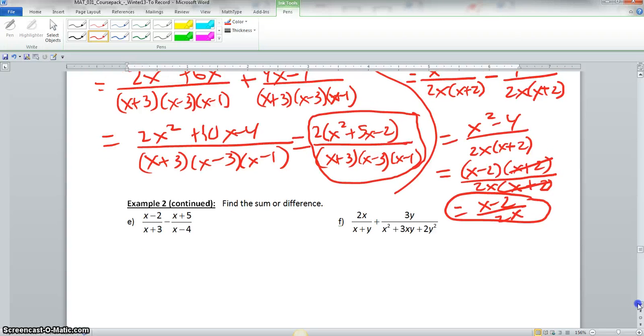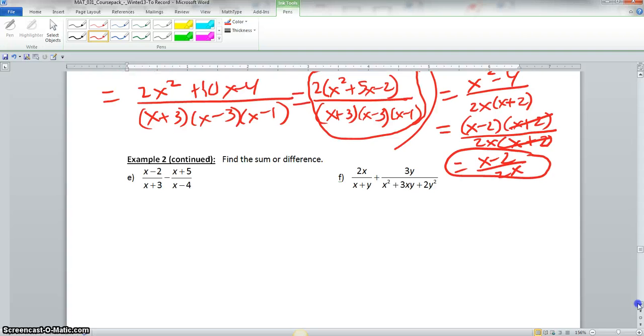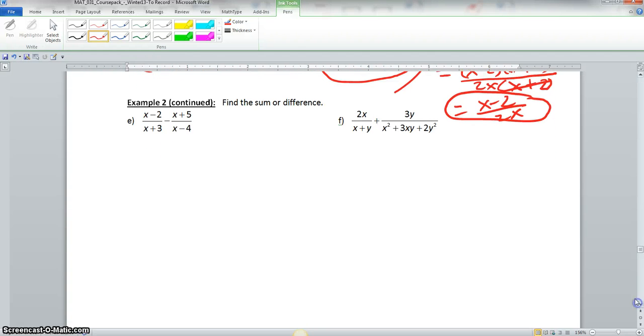Now, when we look here at our denominators, we have two separate expressions. Look at these terms. We have x plus 3 and x minus 4. They have nothing in common. So that means that you must multiply both of their numerator and denominators by the other denominator. So for x plus 3, we'll multiply this numerator and denominator by x minus 4. So we have x minus 4 over x minus 4 times x minus 2 over x plus 3. Then we'll do minus.